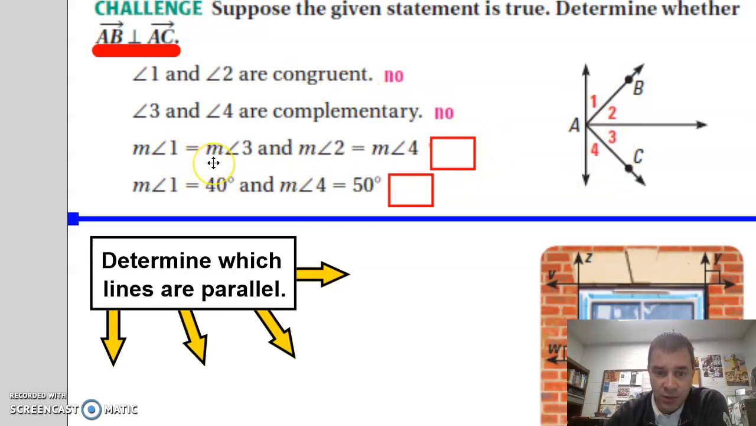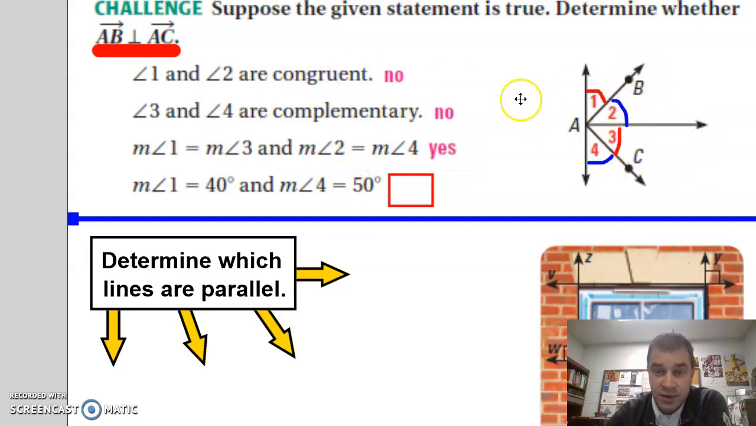All right, next one. Angle 1 and angle 3 are the same. Let's mark that. Angle 1, angle 3. And also angle 2 and angle 4 are the same. We'll mark those in a different color, but that's the same. All right, is that enough for me to say that we've got perpendicular lines in here? In other words, that BAC is a right angle. In this case, we would say yes. That is going to be enough.